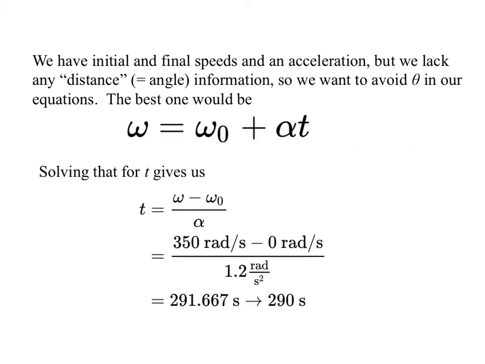All right, we have initial and final speeds, and we have an acceleration, but we lack any distance, in this case an angle really, so we want to avoid theta in our equations. The best one to use would be omega equals omega naught plus alpha t, and solving that for t gives us 291.667 seconds, which for sig figs should get rounded down to 290 seconds. All right, using our usual approach of just solving this equation for t, plugging in, and solving.